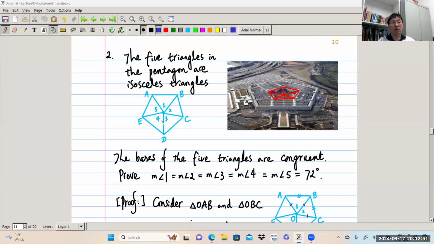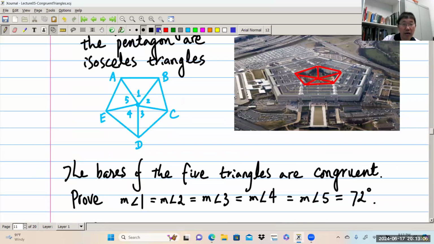They are also the bases of these 5 isosceles triangles. And I also tell you the bases of the 5 triangles are congruent. So in this diagram you can see that AB is congruent to BC, to CD, to DE, to EA, because those are the bases of the 5 triangles. Now I want you to prove the measure of each of these 5 angles is 72 degrees.